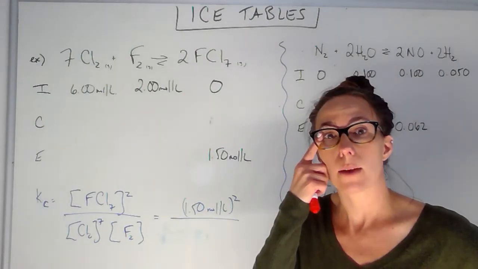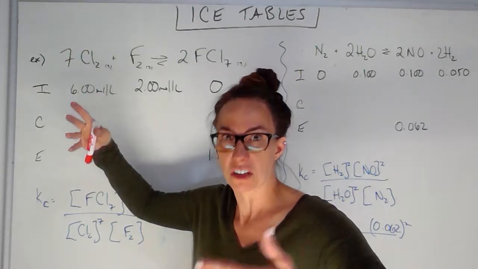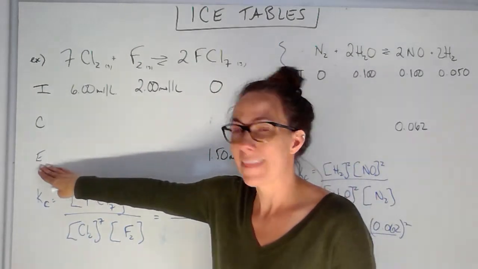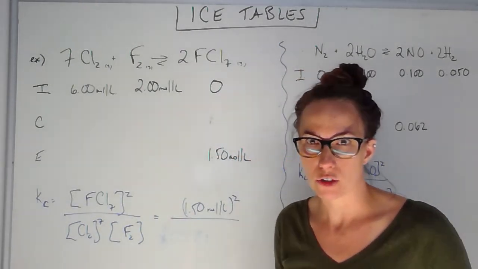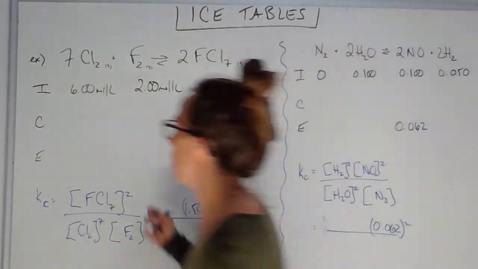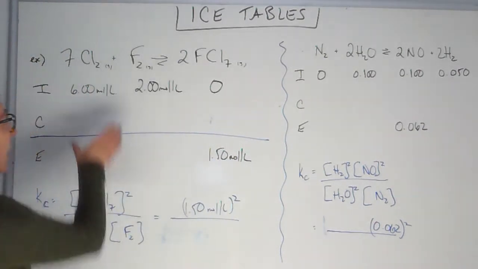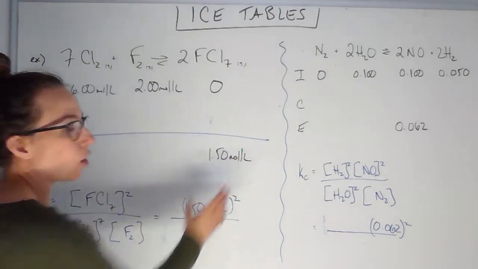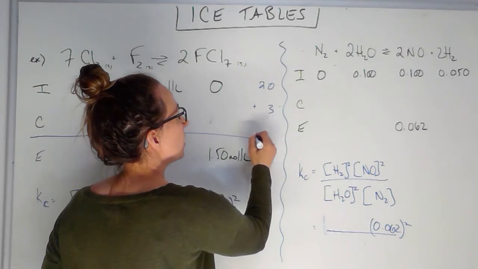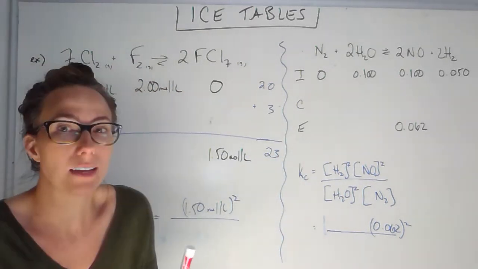Because of that, I have to set up what's called an ICE table. I stands for initial: I initially put this in, it started with this, and then it changed. Some of it reacted, some of it formed, and then I finally have my equilibrium concentrations after the weekend. To do an ICE table, there are quite a few steps. I always suggest that students put an elementary school line there, because that helps us remember that we're going to add and subtract these columns like in elementary school: 20 plus 3, line, 23. That elementary school line prompts us into our memory.